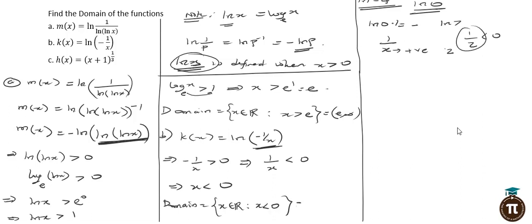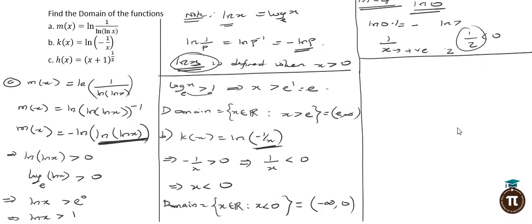If I want to write it in interval form, this is s is less than 0. That means the upper bound is 0. So in interval form I'll write minus infinity to 0. That is where it is defined. Anything outside this is not defined. That is the domain of that function.